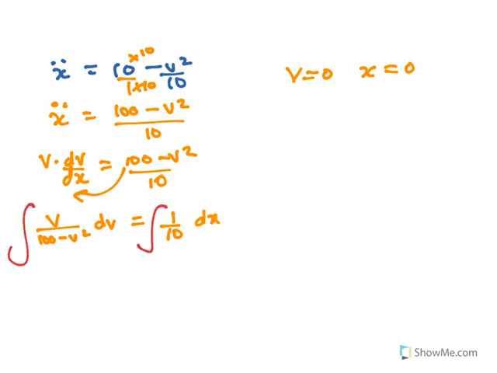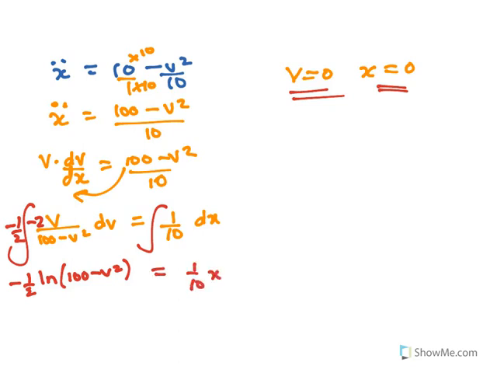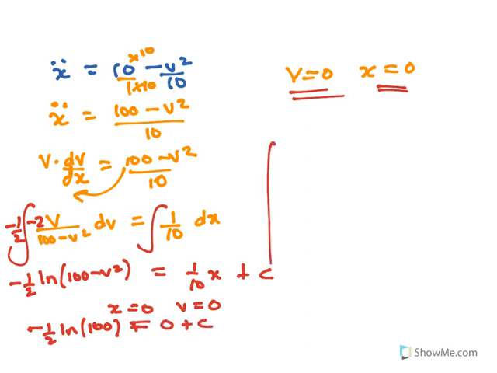And then integrating both sides, you have two choices here. We're just going to do it with the plus C, and then I'll quickly show you how you could do it without the plus C. So looking at this, that should be minus 2, so it's minus a half. So it's going to be minus a half ln 100 minus V squared equals 1 on 10x plus C. So when X equals 0, V equals 0. So that's minus a half ln 100, this will help us find the constant, equals 0 plus C. So we've got what C is.